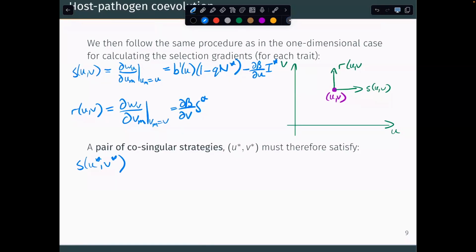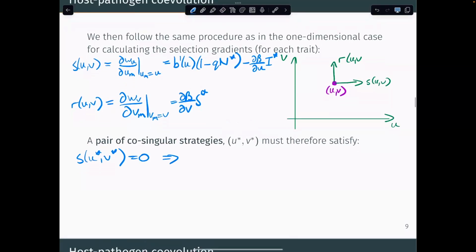because if you just had, say, U star with some V, that would give us this null line. And if we had U V star, that would give us this null line. And we want them to be both intersecting, okay? U star V star. What does that tell us? Well, we can't deduce too much from the top. We just know that these 2 terms, B prime of U times 1 minus Q n star, must equal the partial derivative of our transmission function beta with respect to U times I star.